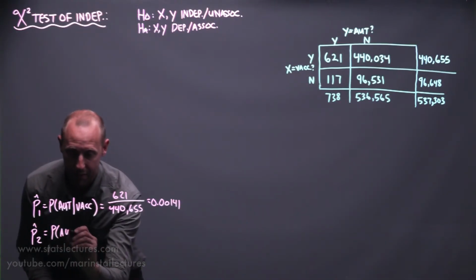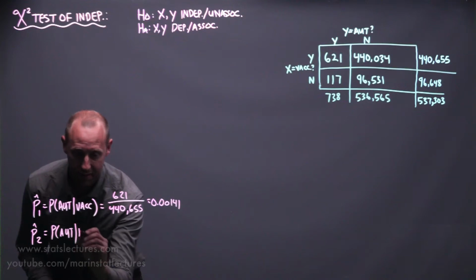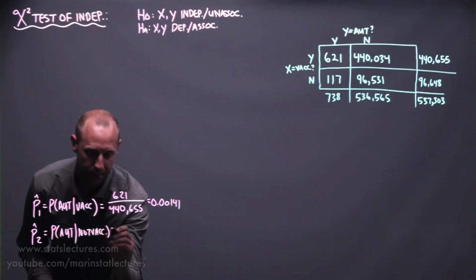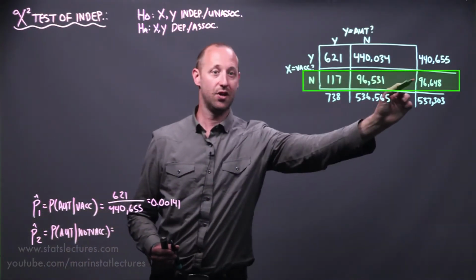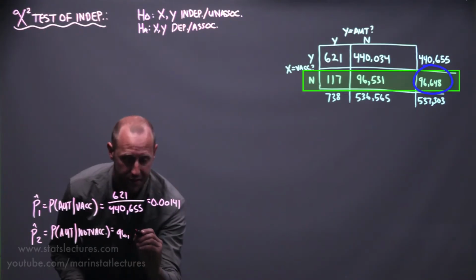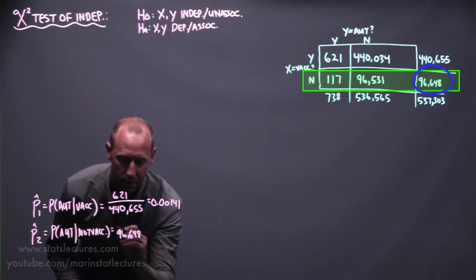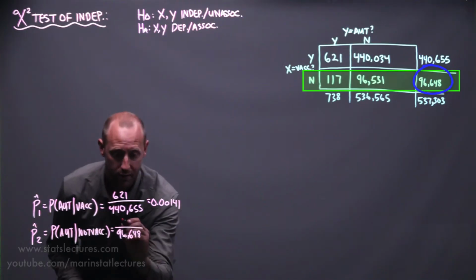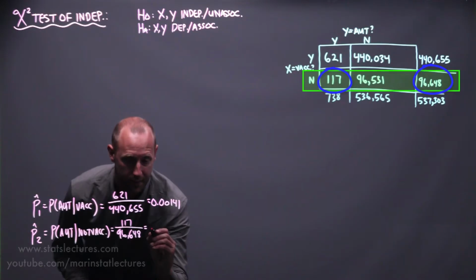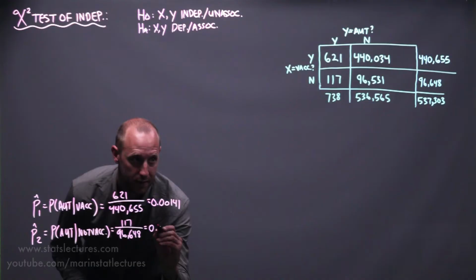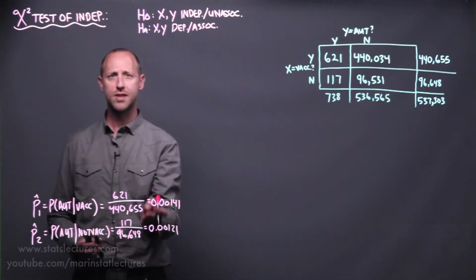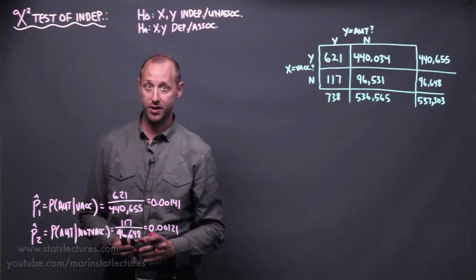And the other probability we're going to be interested in looking at, or other proportion, is the probability of being diagnosed with autism given that they were not vaccinated. Again, that's conditioning on this row here. Out of the 96,648 who were not vaccinated, 117 were diagnosed with autism. And this is going to come out to be 0.00121 or 0.121%.